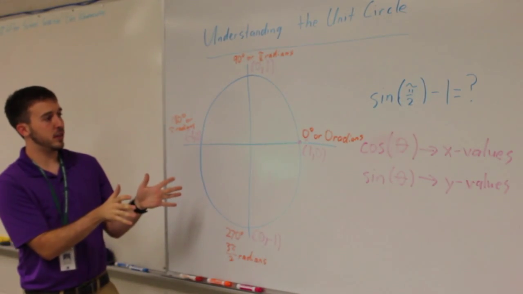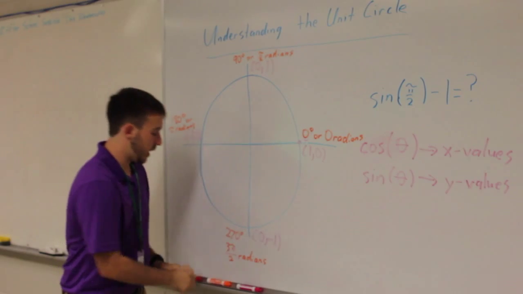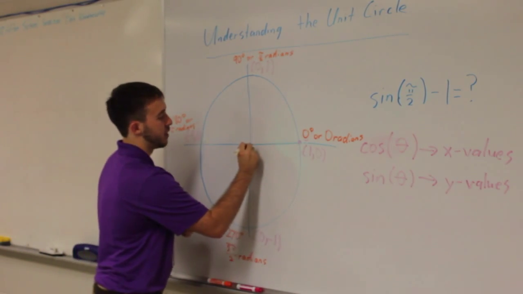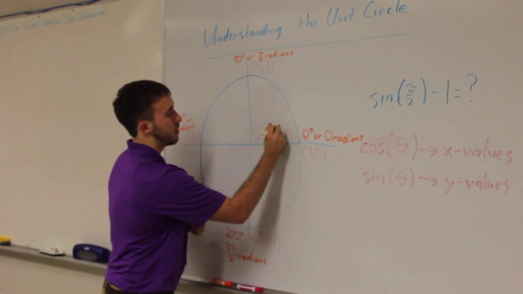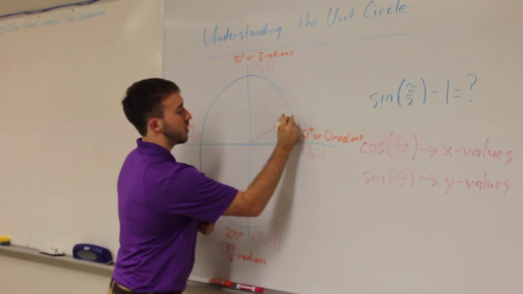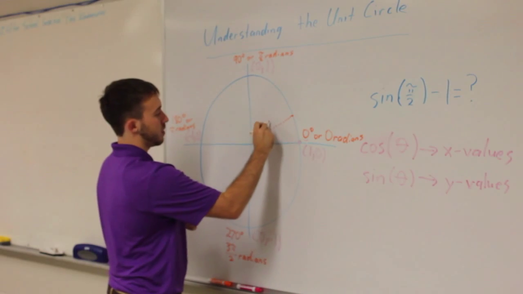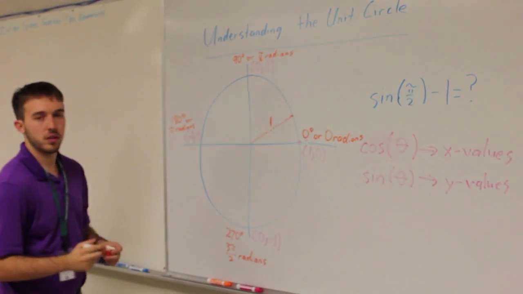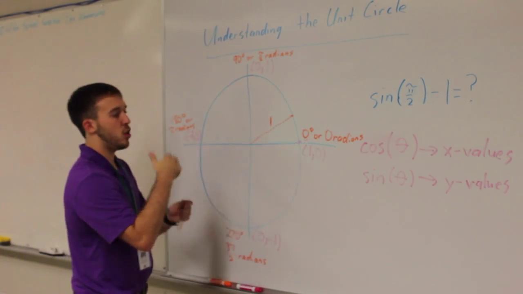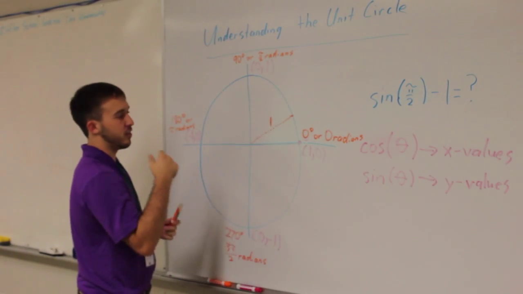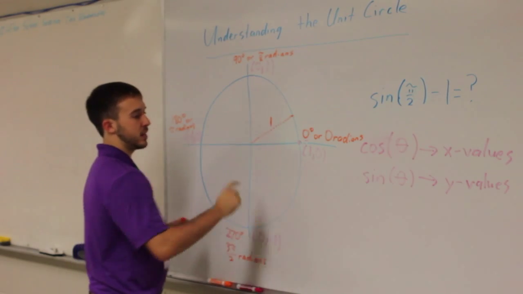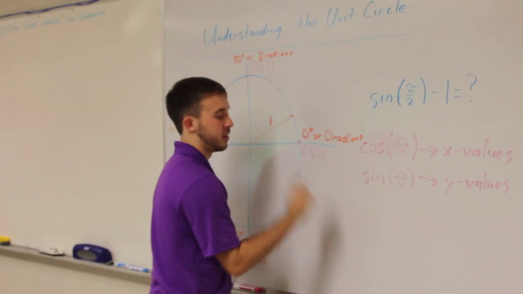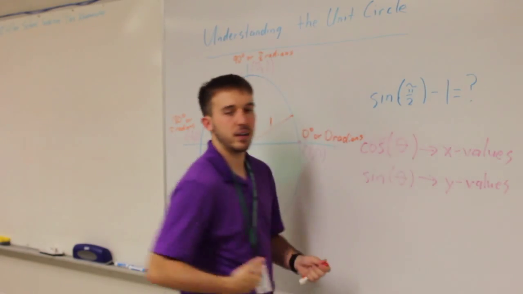So the number one thing about the unit circle is that wherever we're at, what we are drawing is a triangle. We're drawing a triangle somewhere on a circle, and the hypotenuse of that triangle is 1. The radius of the circle is 1, no matter where we're going. And we want to find out, basically, cosine and sine. Cosine is going to be our x values. Sine is our y values.